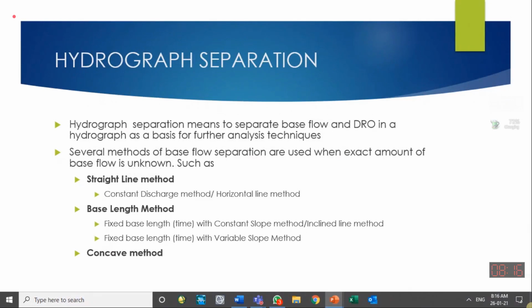One purpose for separation is so that we can make a unit hydrograph. We have to make a unit hydrograph from observed hydrographs, and the observed hydrographs usually have both components, base flow and direct runoff, both are part of this.